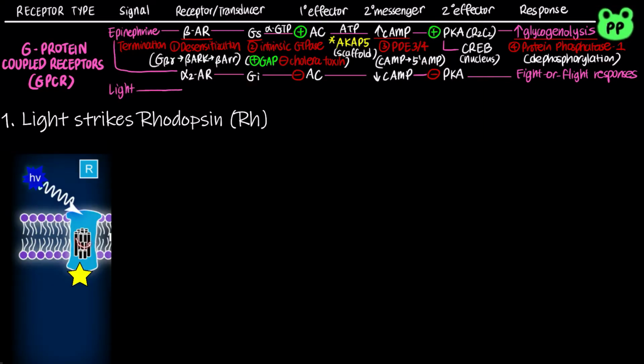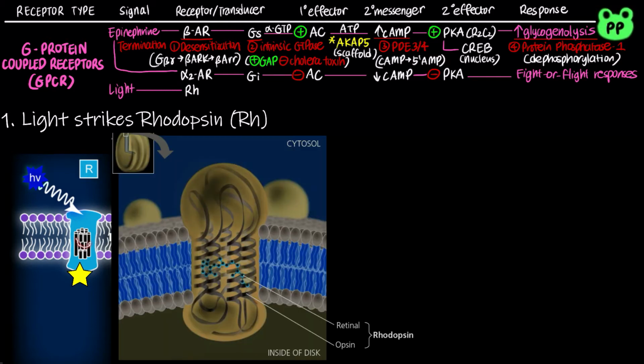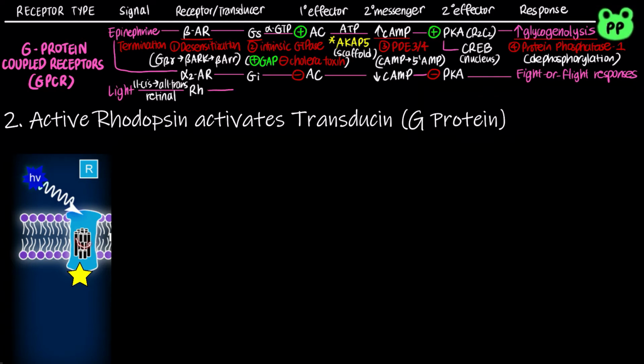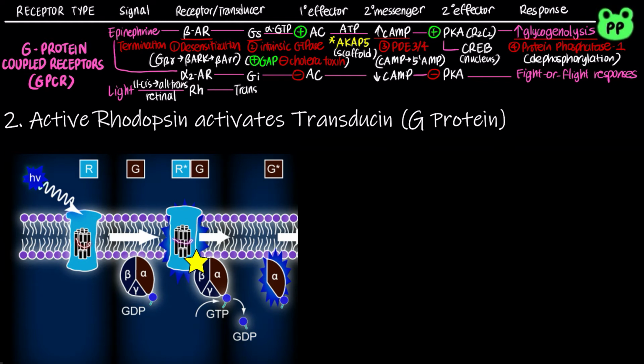First, the light strikes the G protein coupled receptor known as rhodopsin, abbreviated as RH, which is made of the protein component opsin and the chromophore retinol, which is derived from vitamin A1. Light converts 11-cis retinol to all-trans retinol, causing a conformational change that activates the rhodopsin molecule. The activated rhodopsin then interacts with a special class of G protein known as transducin.